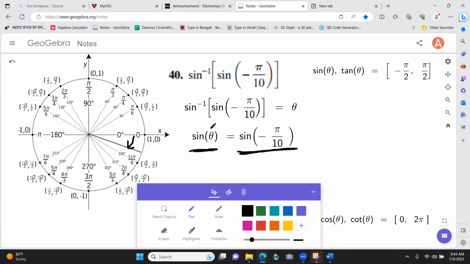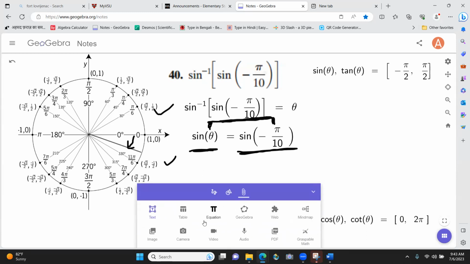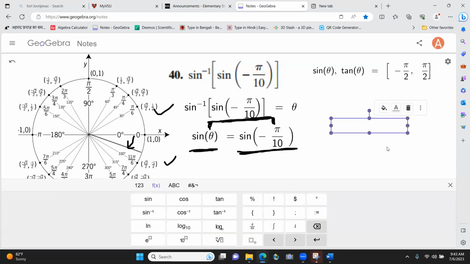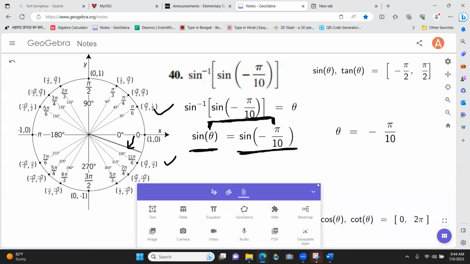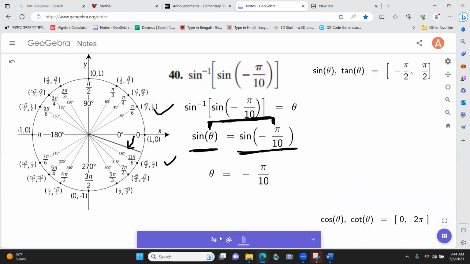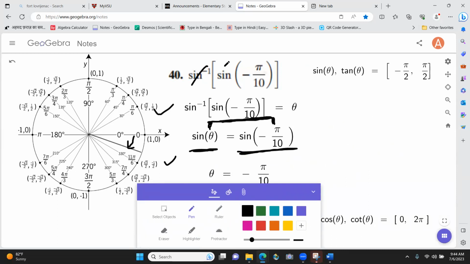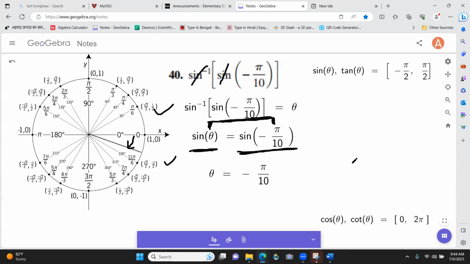If your sine theta is to be the same value as sine of negative pi over 10, these two have to be the same, otherwise they're not going to be equal. Since it is in the right quadrant, which is either the first one or the fourth one, I can just write theta equal to negative pi over 10. Now, you could say, oh, he's doing too much work, I would just have canceled it. Yes, you can. You can cancel sine and sine inverse and say that's the answer.